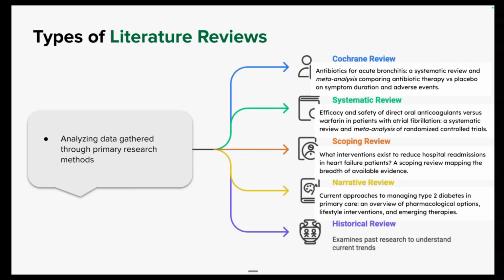Narrative reviews, again, a slightly different flavor from scoping reviews. So current approaches to managing type 2 diabetes and primary care. So an overview of pharmacological options, lifestyle interventions, and emerging therapies. So it's a bit different again from a scoping review. We're not just saying, hey, what exists? We're saying, let's look at a few different pieces of this particular topic and weave them together in a narrative that makes sense. And then historical review, the evolution of insulin therapy from animal extracts to modern analogs, tracing 100 years of diabetes treatment innovation.